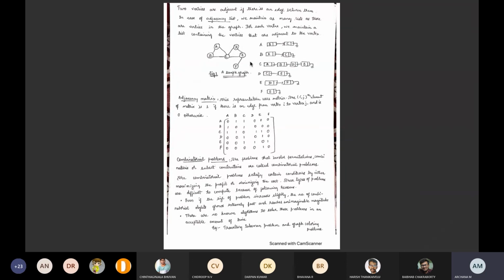And C is connected to A, C is connected to B, C is connected to D and E. So A, B, D, E. And D is connected to C. This is how we represent a graph.